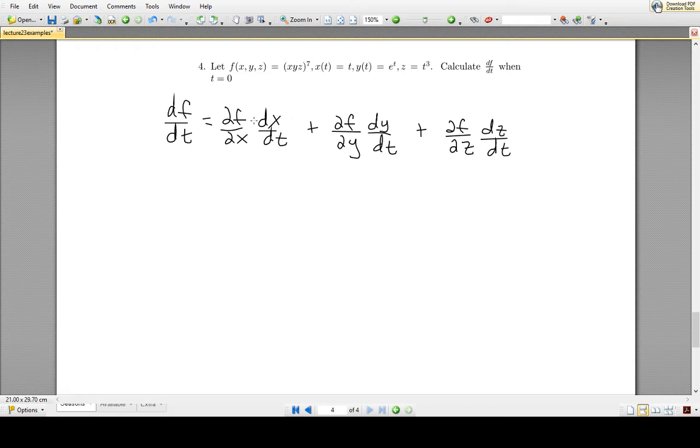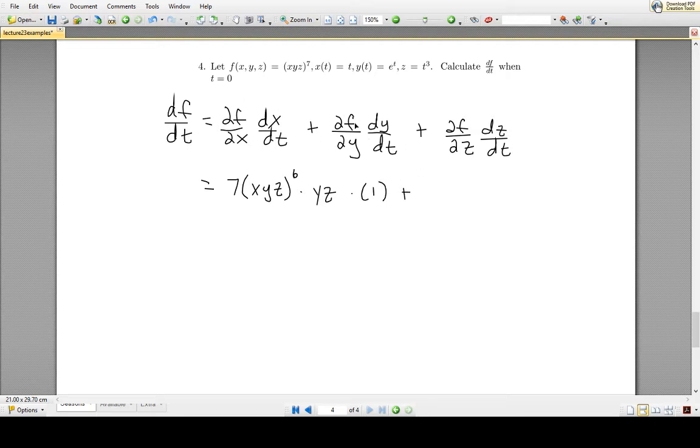And so now we need to just calculate these partial derivatives that we see here. So the partial derivative of f with respect to x is, so we have this is the function f as far as x, y, and z are concerned. So this becomes 7 comes down, (xyz) to the power of 6, and then we multiply by the derivative of the inside with respect to x, and that is just yz, times the derivative of x with respect to t. The derivative of x with respect to t is just 1. So that's the first term, that's the first piece.